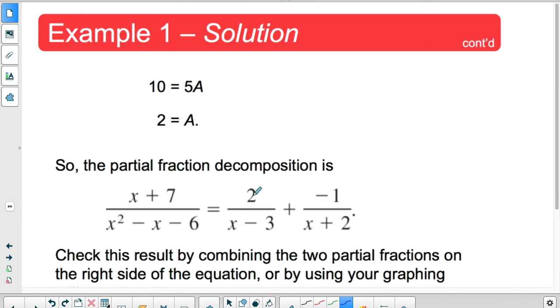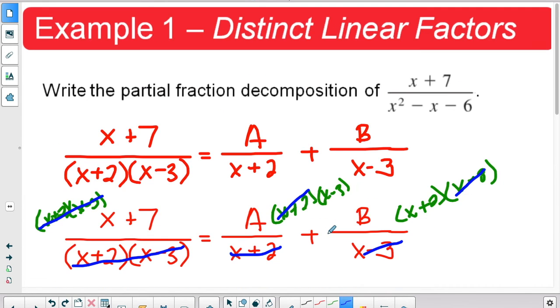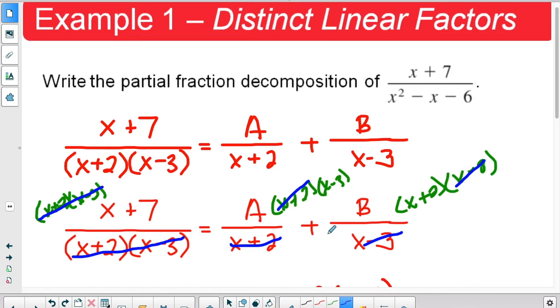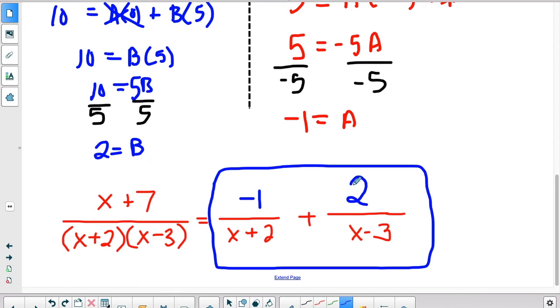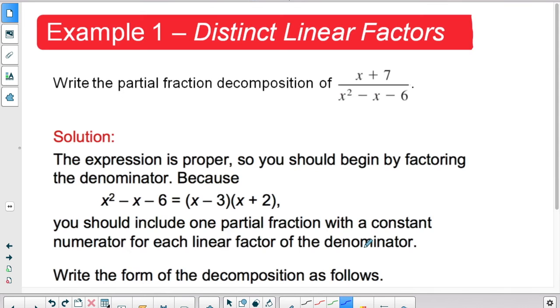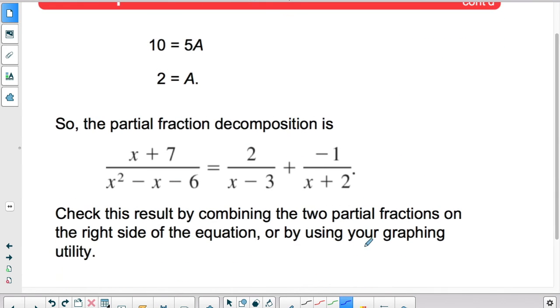But let's look at what they got. 2 over x minus 3 plus negative 1 over x plus 2. Negative 1 over x plus 2 and 2 over x minus 3. So we got the same answers. I just put it in a different order, so it still matches up, because our negative 1 is over x plus 2 and our 2 is over x minus 3. I know we're jumping around a bit, but that is exactly what they got here. So we got the same answer. It was just in a different order.